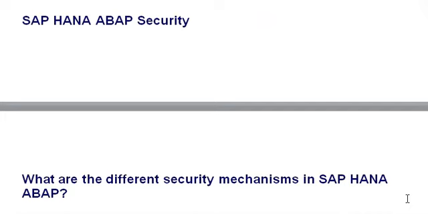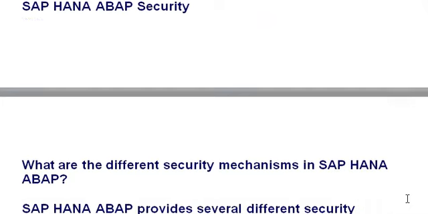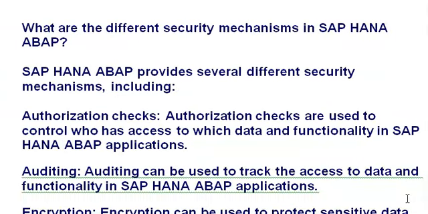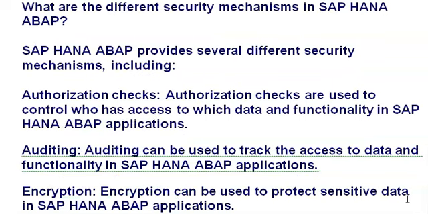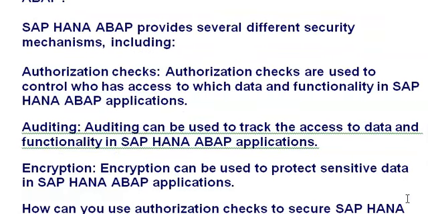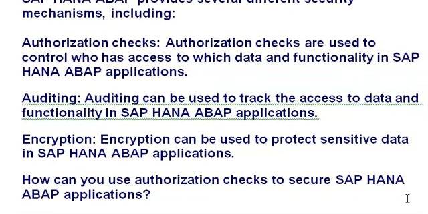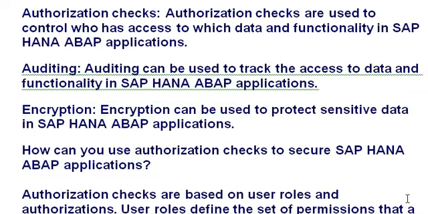Now, we're going to discuss a few questions on SAP HANA ABAP security. So, what are the different security mechanisms in SAP HANA ABAP? SAP HANA ABAP provides several different security mechanisms, including authorization checks. Authorization checks are used to control who has access to which data and functionality in SAP HANA ABAP applications. Auditing can be used to track the access to data and functionality in SAP HANA ABAP applications. Encryption can be used to protect sensitive data in SAP HANA ABAP applications.